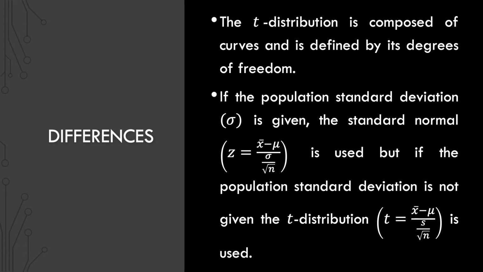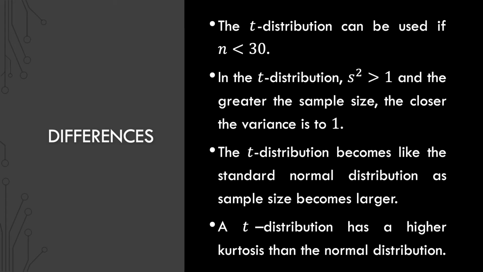Notice that doon sa baba ng ating formula, yung sigma natin doon sa z changes to s doon sa t natin. Okay? So doon sa z, we are using the population standard deviation, while in our t, we are using the sample standard deviation. Another is we can only use the t distribution when n is less than 30.